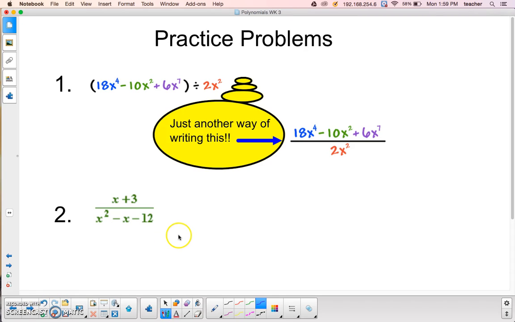Here are 2 practice problems that I'd like you to do as part of your notes, and we'll check them in class together. I would like to point out for this first one that I have an alternate way of writing a polynomial divided by a monomial. Dividing by 2x squared is more likely to be written this way down here, but you may see this and it might be helpful for you to rewrite it. Either way, it's talking about the same thing and you should recognize what to do for the problem. Pause the video, write these down, and on the next slide I'll have your summary.